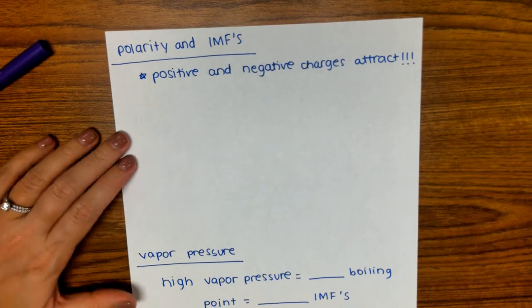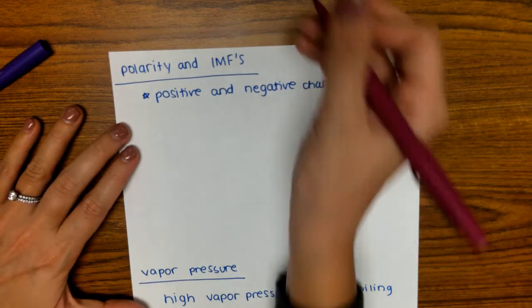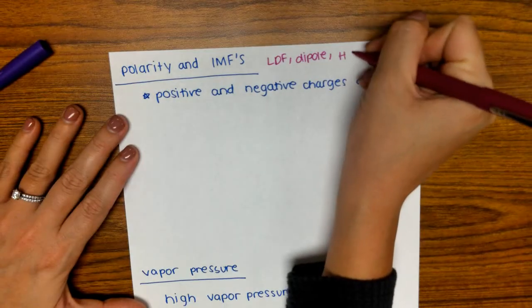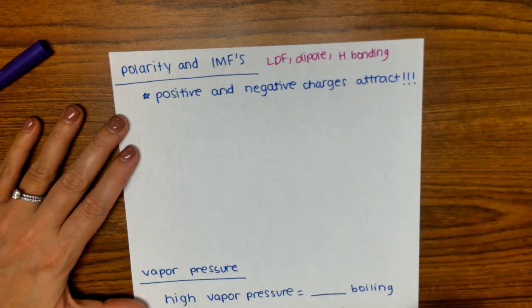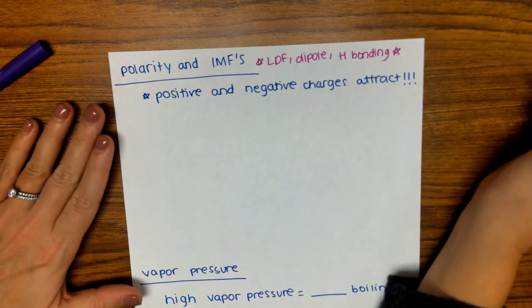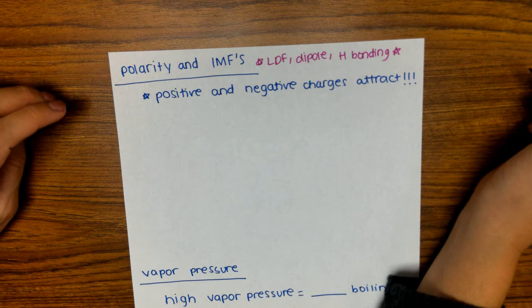Polarity and IMFs. You should have an idea that IMFs are going to be a big chunk of our test, particularly London dispersion forces, dipole-dipole, and hydrogen bonding. We spent a lot of time on these, and they kind of explain everything. They are going to be a good chunk of our test. So you should know what those forces are, what makes them stronger or weaker, and what type of molecules have them.